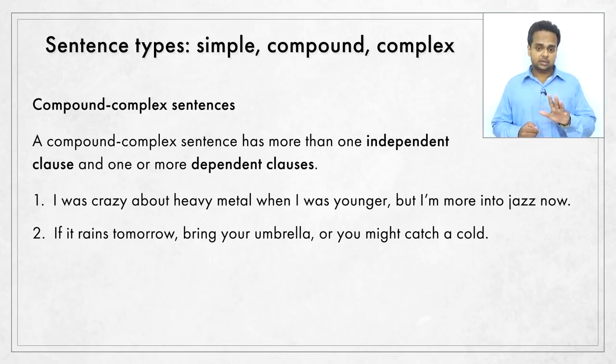Now you might be asking, how is this an independent clause? I don't see a subject here. Well, this type of clause is actually called an imperative. That is a request or a command, and the subject is understood. It's basically you. So it's like saying, you bring your umbrella. But in imperatives, we usually leave out that you. All right, then we have a coordinating conjunction, or, and then another independent clause, you might catch a cold.